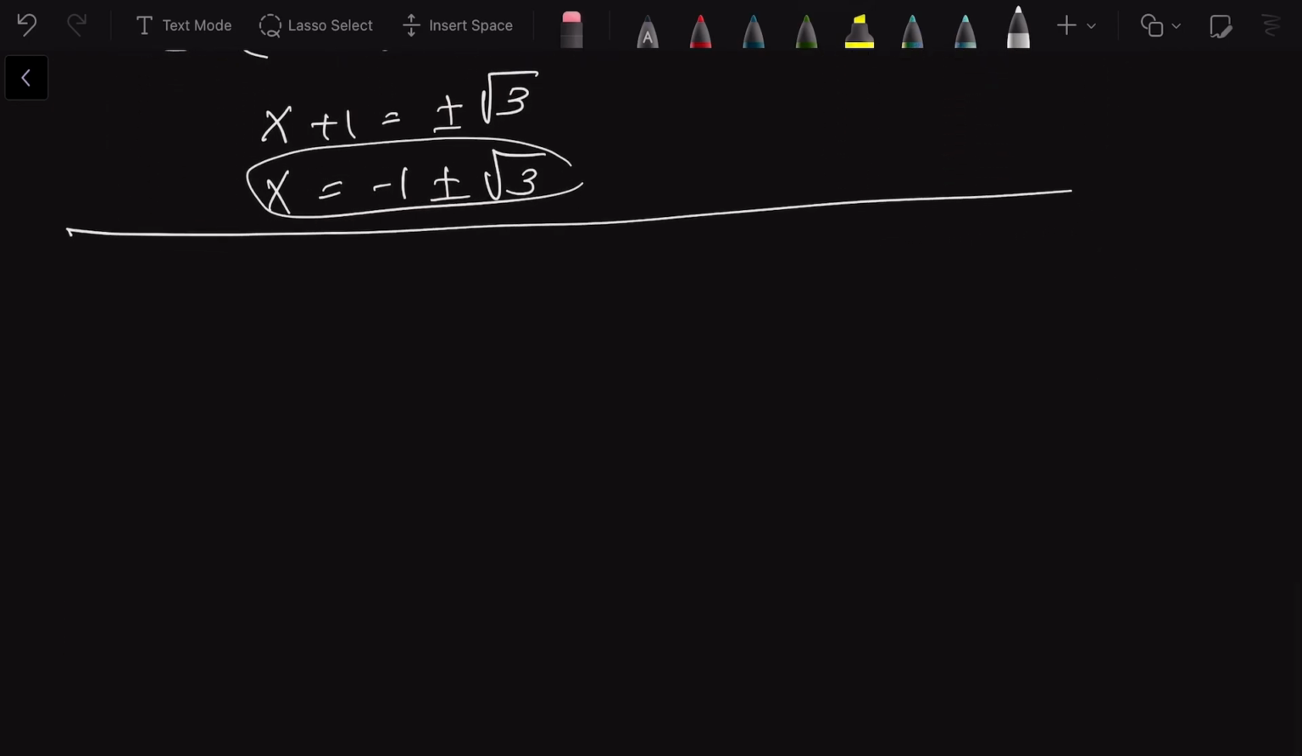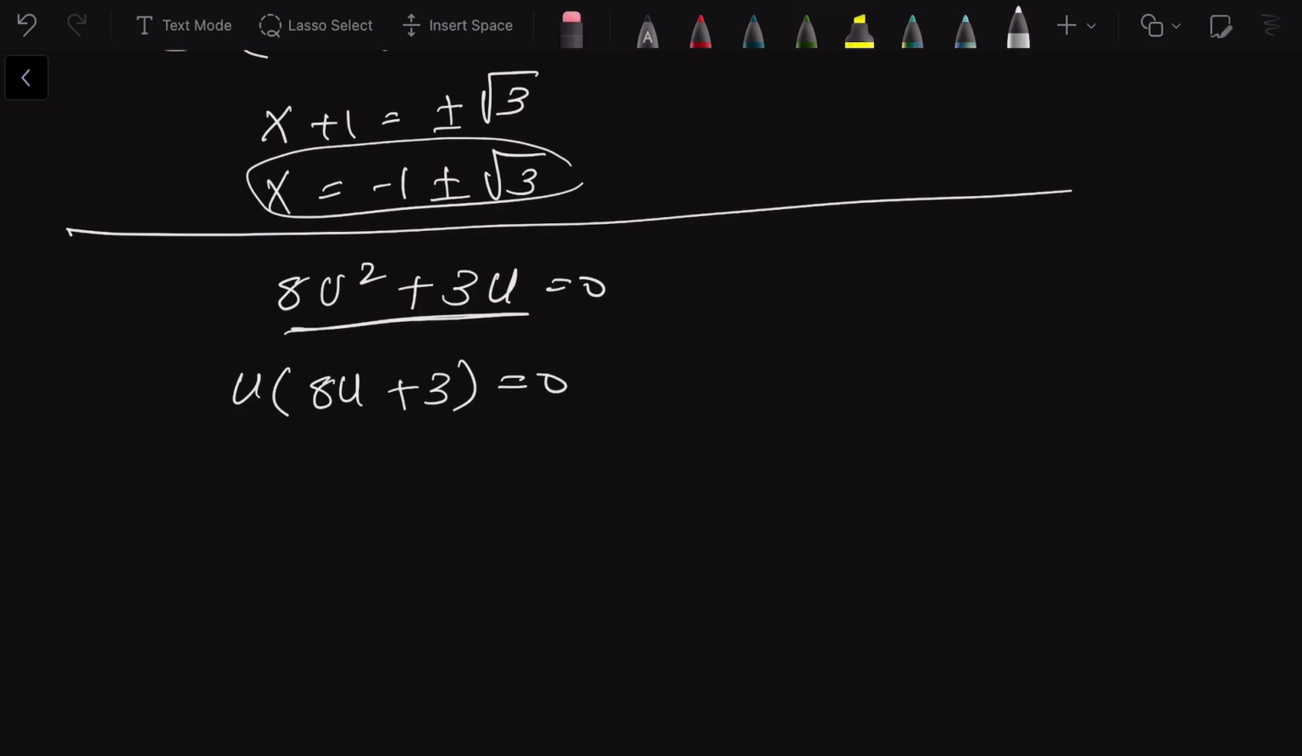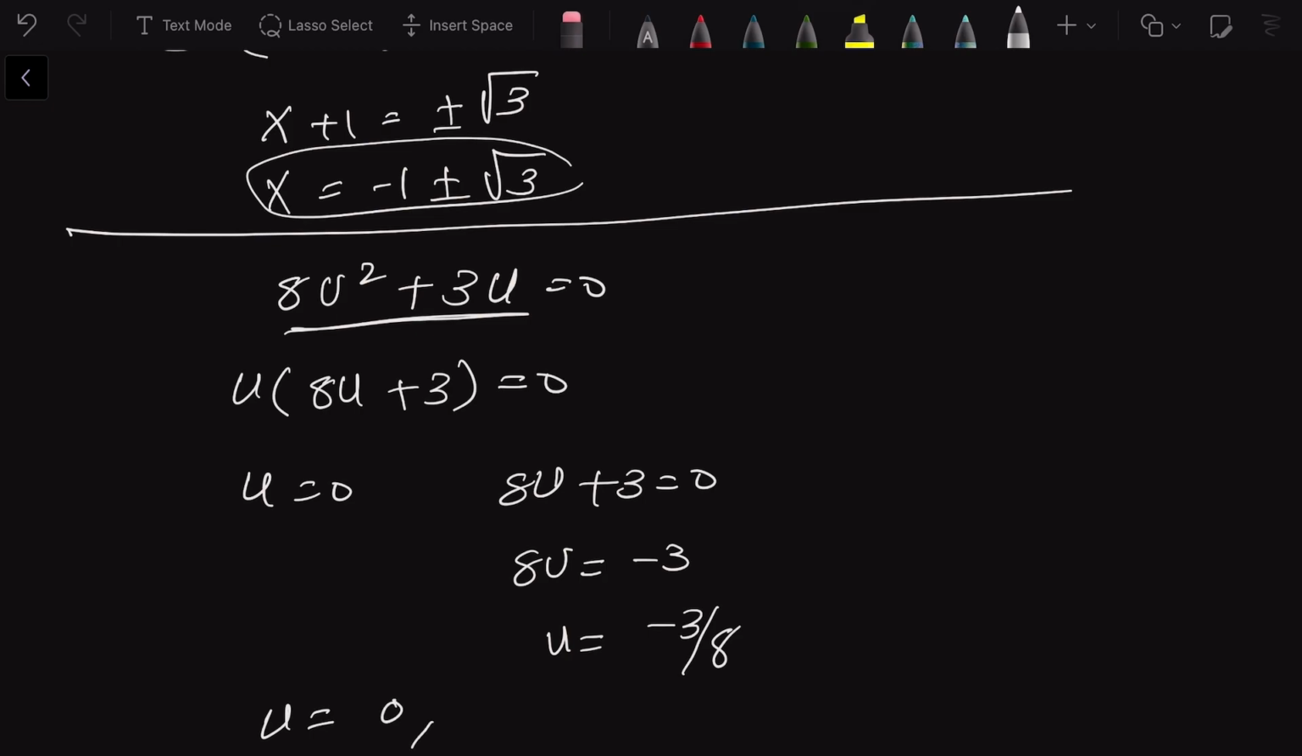Okay. Then 8u squared plus 3u equals 0. So that one, let's take u as a common factor. So u times 8u plus 3 equals 0. So u equals 0, or 8u plus 3 equals 0. So 8u equals -3. So u will be equal to -3 over 8. So that means u is equal to 0 or -3 over 8.